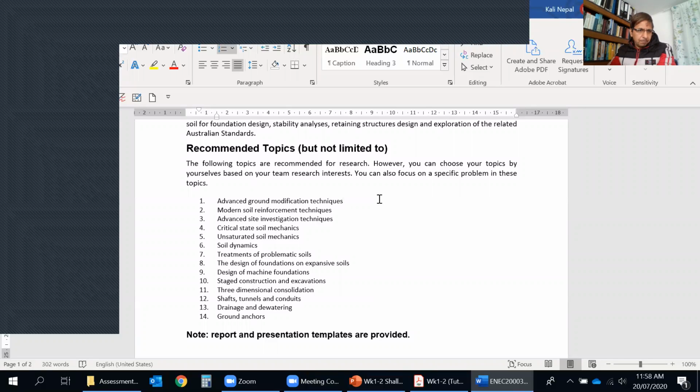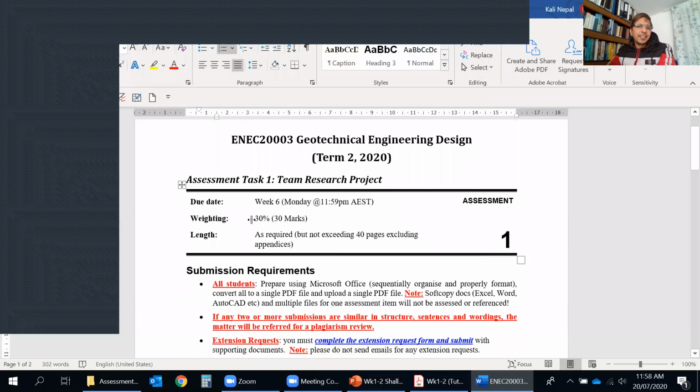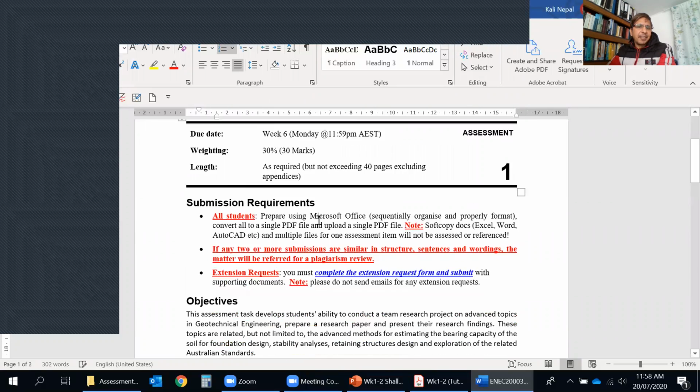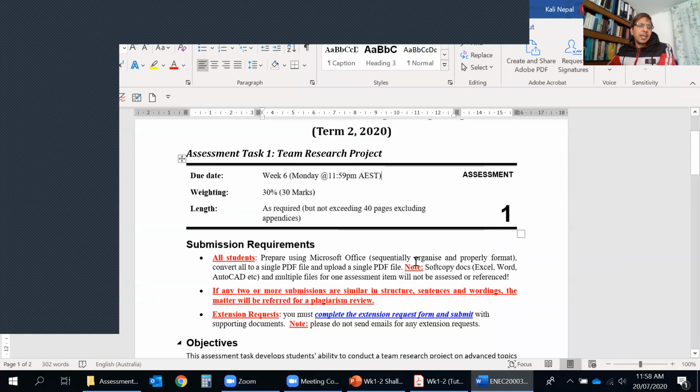Is it clear? Any questions? Okay, so I'll upload this and then you are free to go. So this is the 30%, very big marks it's carrying, right guys? So please do very well. It includes both presentation and the report. I will also upload the report format, presentation format, those type of things, right?